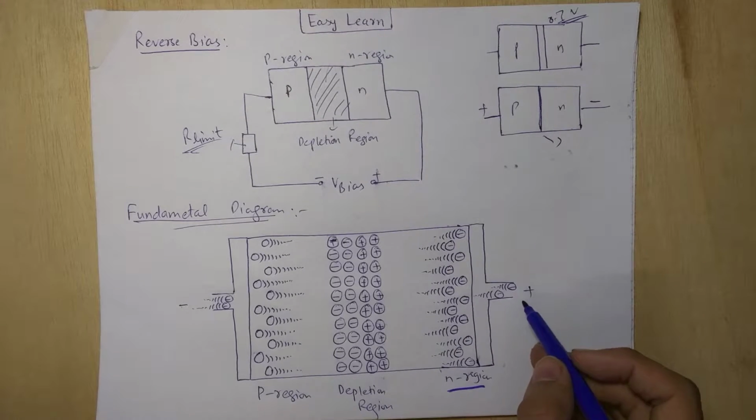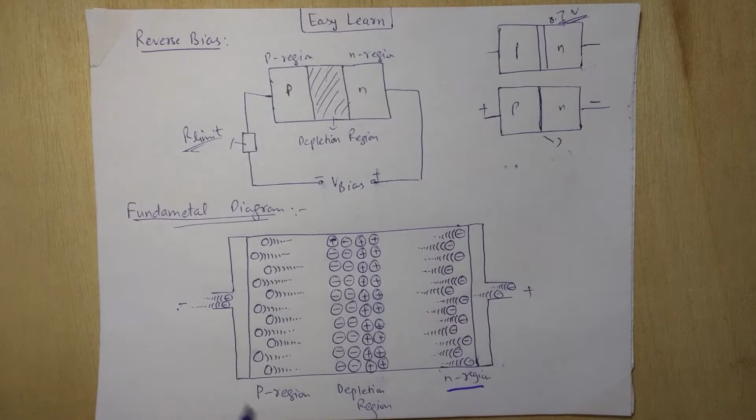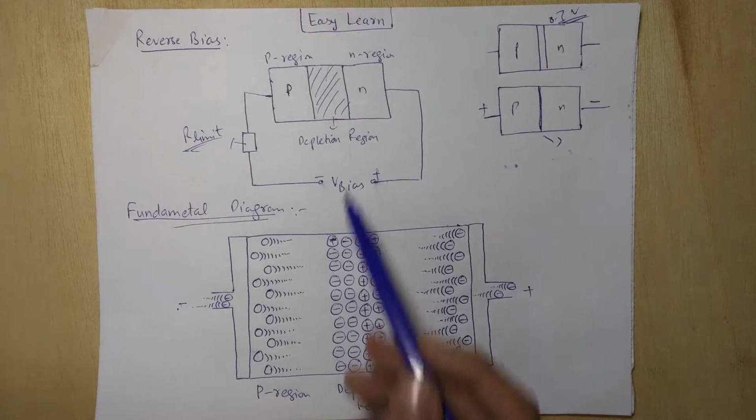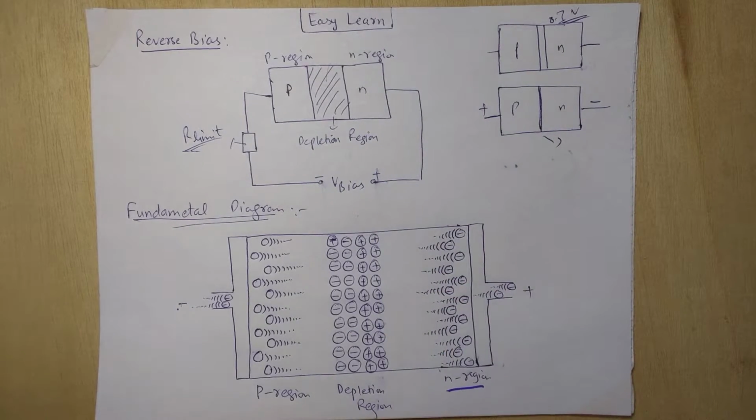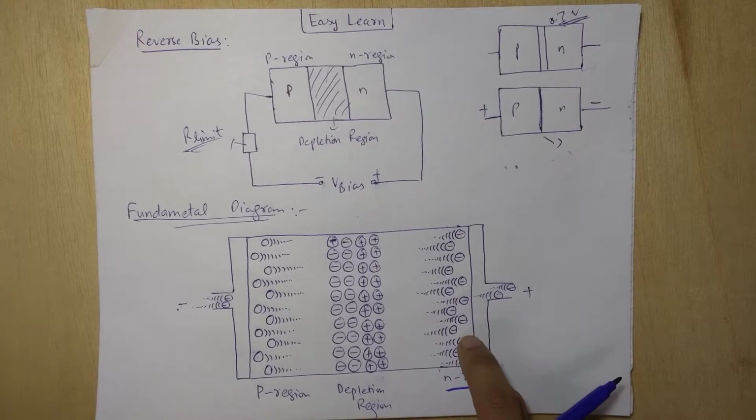Positive is applied here, and negative charge is applied to the P region, same like the above case. So what happens? Basically the unlike charges attract each other, you know better. This is the positive, and in this case this is the N region, this is the negative.